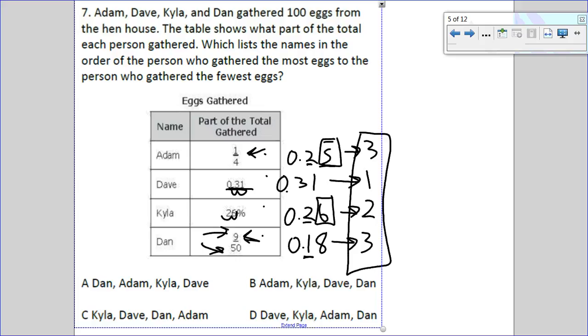Okay. Now we know that it should be Dave, then Kyla. Oh, excuse me. Let's be the 4th person. Then Adam, then Dan. So do we have that? I think we do. It looks like Dave, then Kyla, then Adam, then Dan. D.